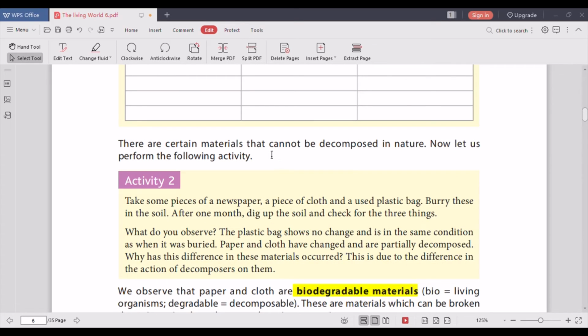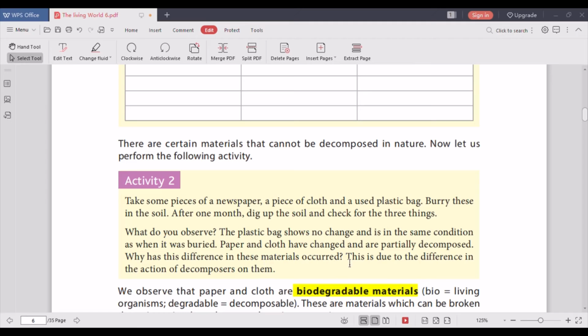There are certain materials that cannot be decomposed in nature. Now let us perform the following activity. Take some pieces of a newspaper, pieces of cloth and a plastic bag. Bury these in the soil. After 1 month, dig up the soil and check for these 3 things. What do you observe? The plastic bag shows no change, it is in the same condition as when it was buried.